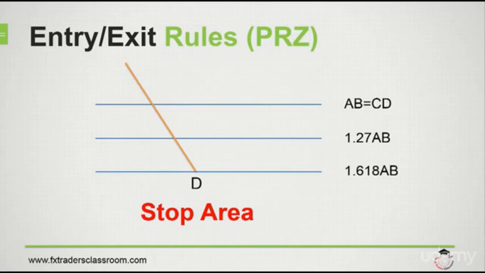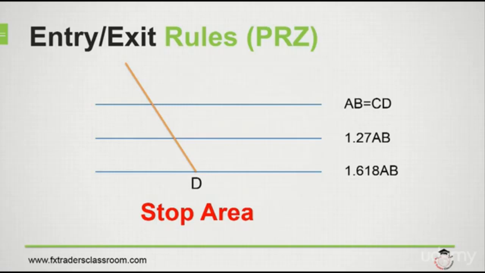As we have stated before, the BC projection should converge at the completion of the AB equals CD pattern and be either a 1.27 or 1.618. It is important to note that a 0.618 retracement at the C point will result in a 1.618 BC projection, and a 0.786 retracement at the C point will result in a 1.27 projection.